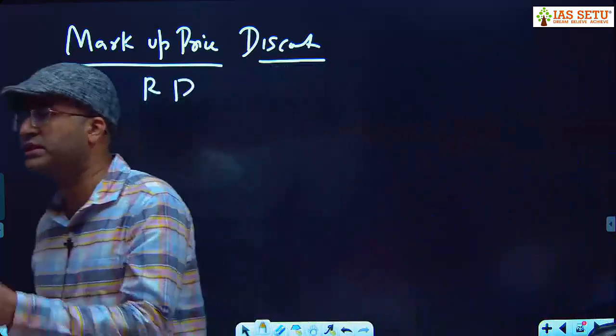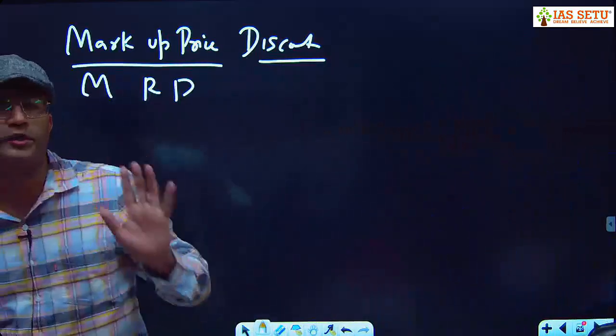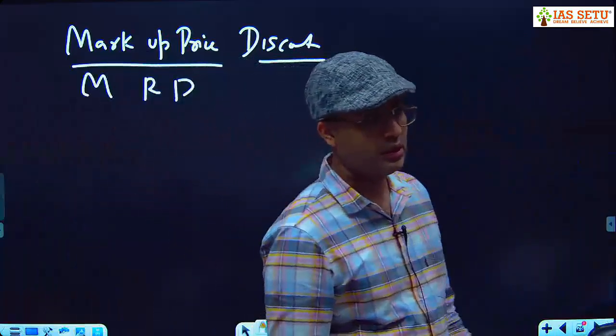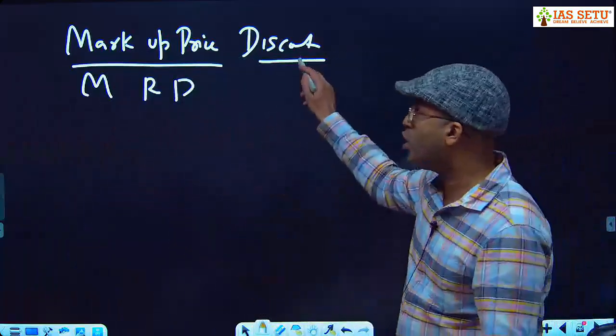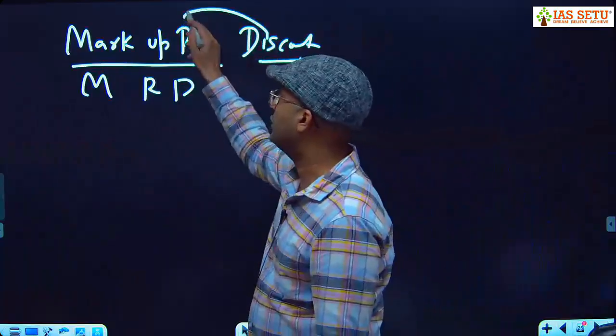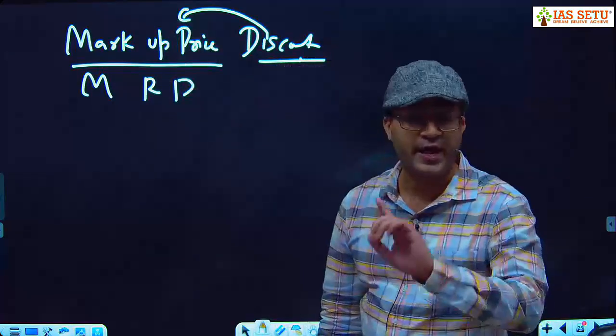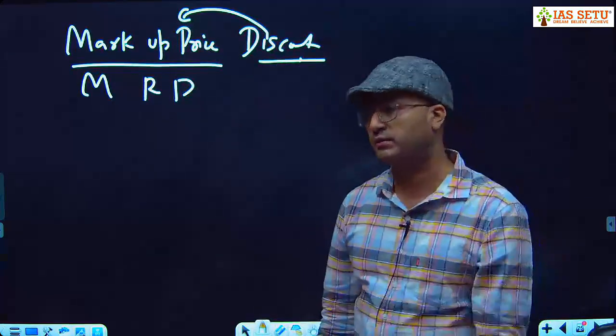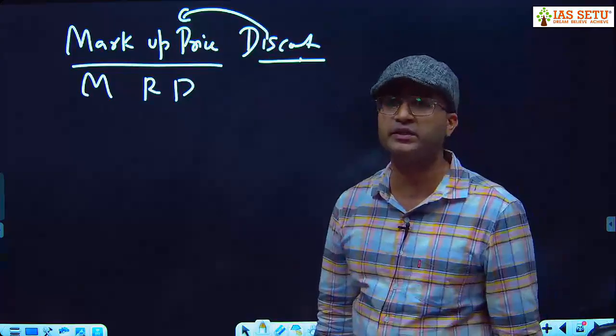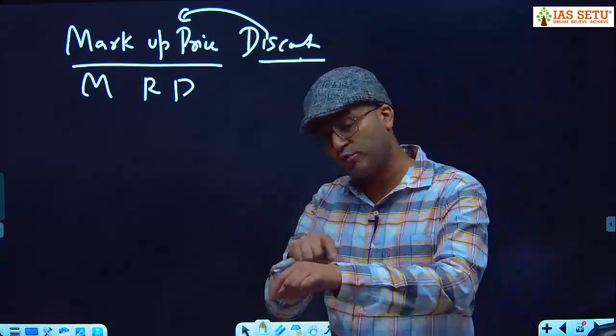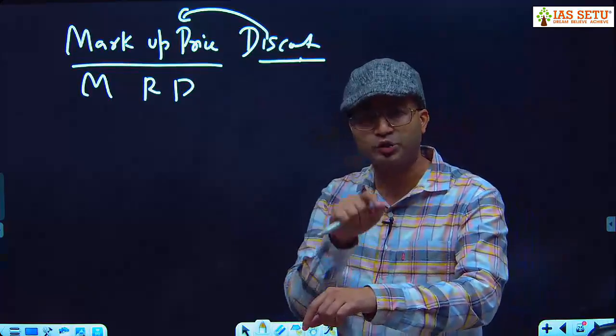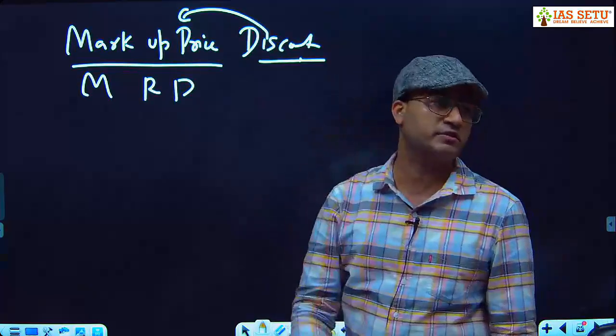Rule number 1: profit and loss are always calculated on cost price. Rule number 2: discount is always calculated on markup price. Never calculate discount on selling price. कभी भी discount selling price पे नहीं दिया जाता. Discount हमेशा जो MRP या markup price है, जो उस पे mark है, it is always given on that.